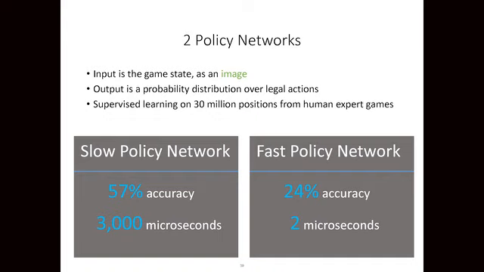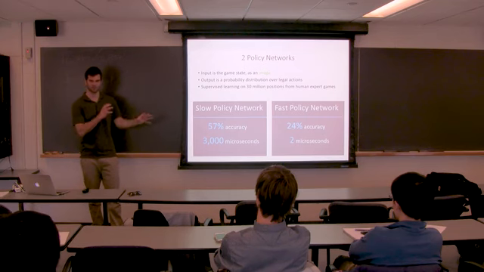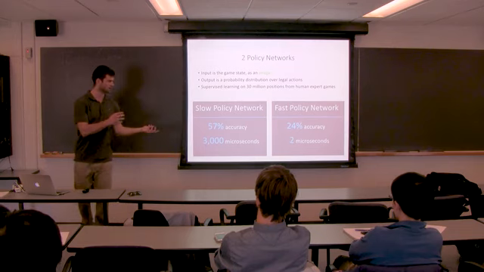Apparently there's a giant database of Go expert games, so that came in handy. And there were two different networks training. One of them was a slow policy, the other was a fast policy. The slow was able to predict an expert move with 57% accuracy, which to me was mind-blowing. Like, using this neural network, 57% of the time it could pin where the expert would place his move. But that took 3,000 microseconds versus the fast policy, which suffers a bit in the accuracy, but it's 1,500 times faster. And we'll see where they use each of these different policies later on.